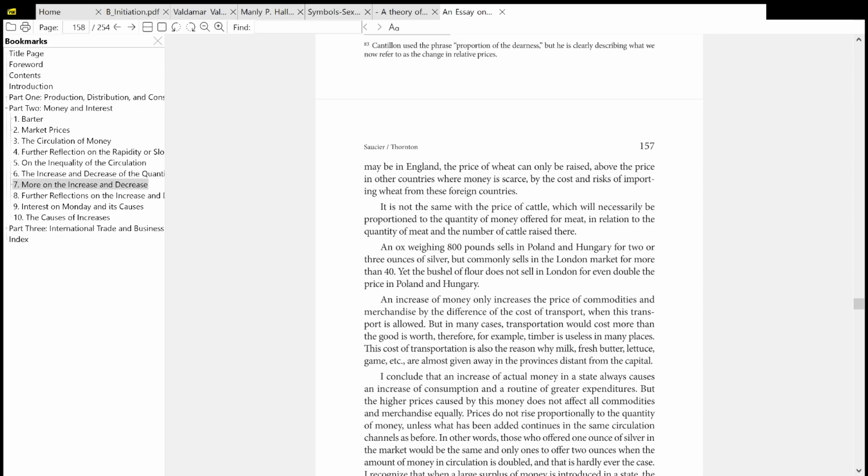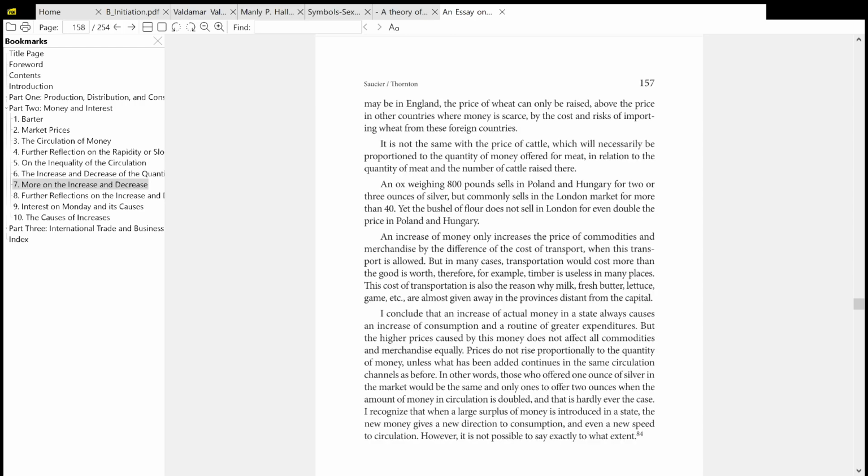Prices do not rise proportionally to the quantity of money, unless what has been added continues in the same circulation channels as before. In other words, those who offered 1 ounce of silver in the market would be the same and only ones to offer 2 ounces when the amount of money in circulation is doubled, and that is hardly ever the case.